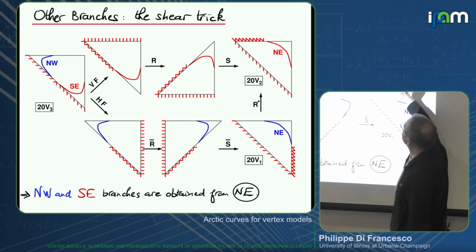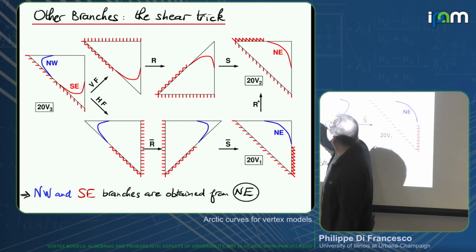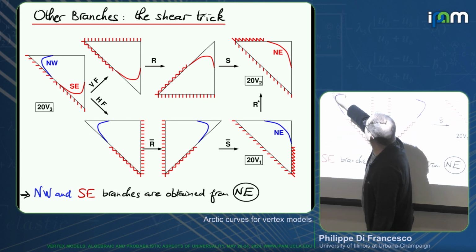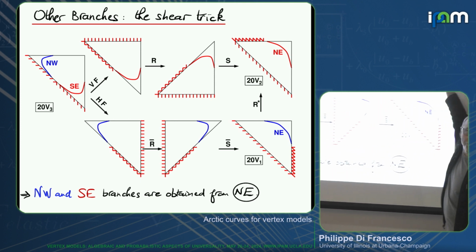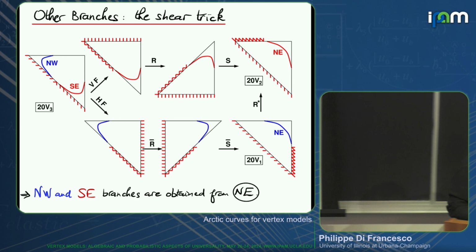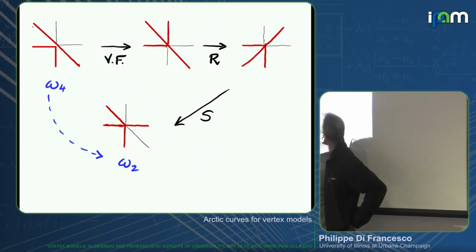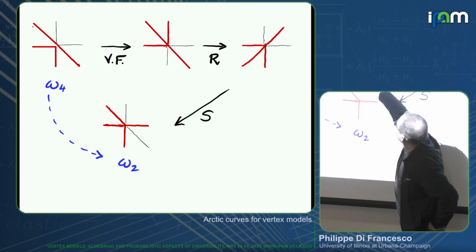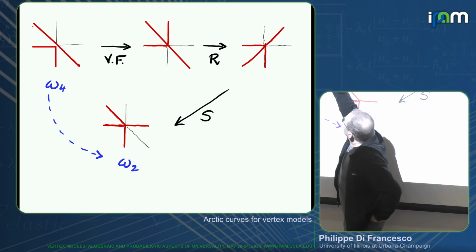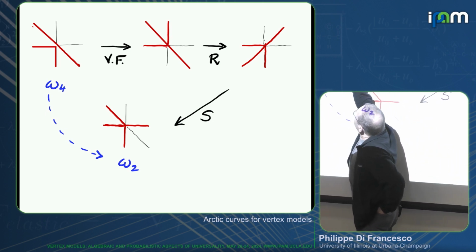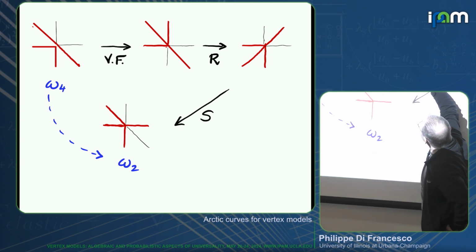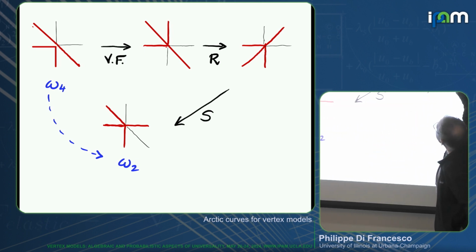And I claim that this is going to map one of the two, the southeast branch to the northeast branch. Okay? So more precisely, this is what it does to the weights, right? Take one of my 20 vertex weights, omega 4, for instance. Vertical flip, I just interchange these two, right? Because this becomes occupied and this becomes empty. Reflection, I flip.